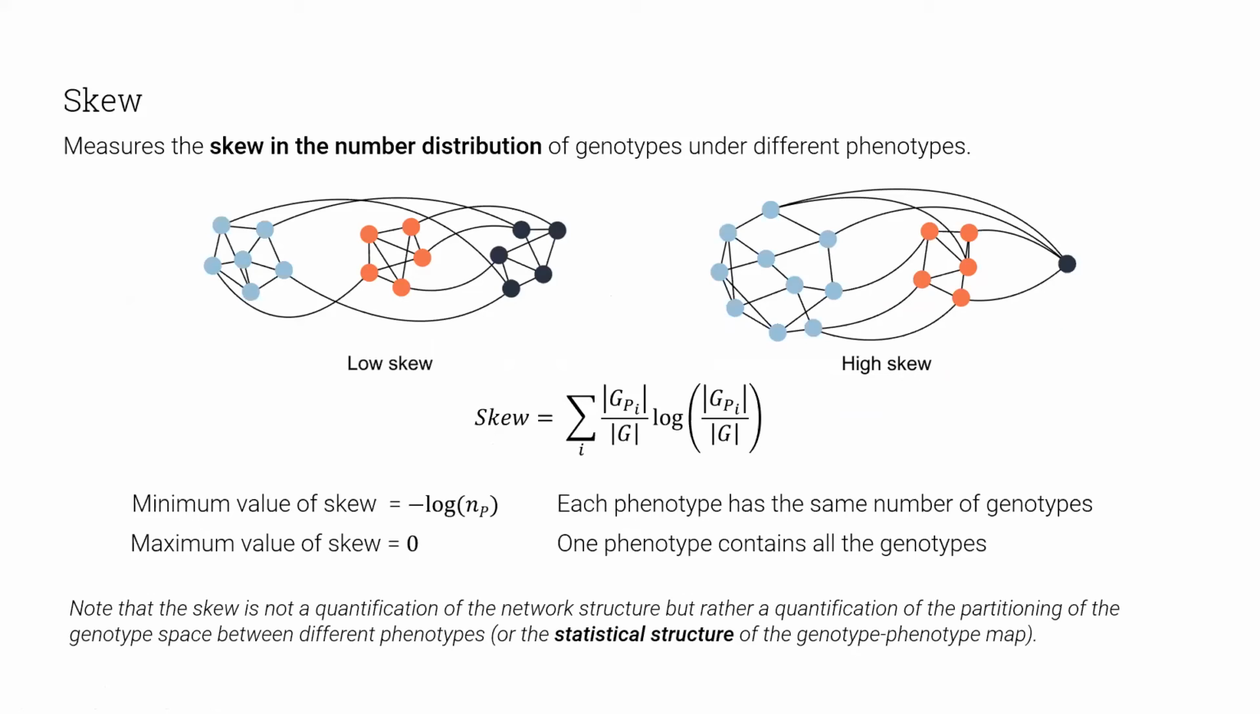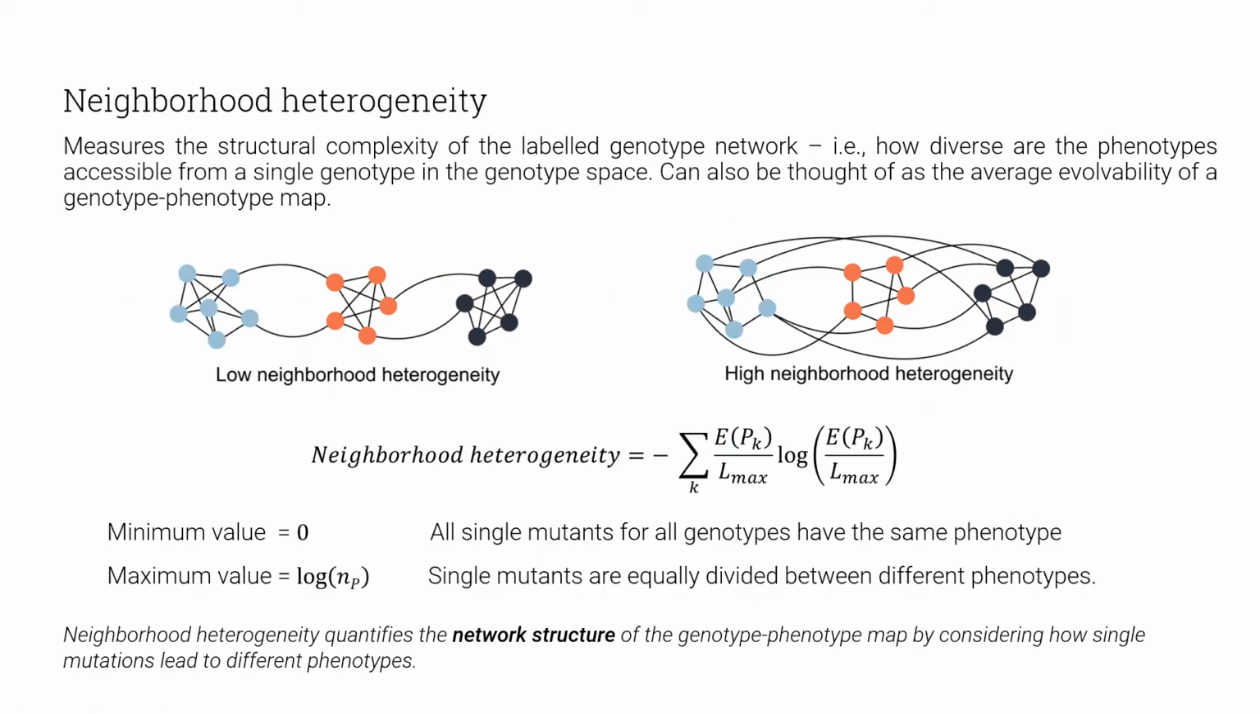The second measure we look at is the neighborhood heterogeneity, which takes into account in some respect, the network structure of the genotype-phenotype map. So the neighborhood heterogeneity calculates how diverse are the phenotypes accessible from a single genotype in the genotype space. So to calculate this, we basically look at every node in the genotype space. We look at the phenotypes it connects to. For example, this node will connect to phenotype 2, and it connects to 3 nodes. 3 of these edges connect to phenotype 0, and so on.